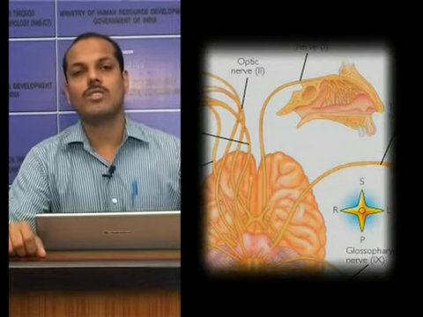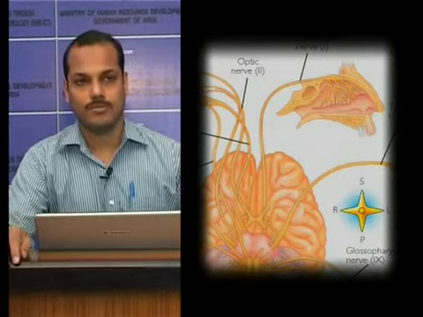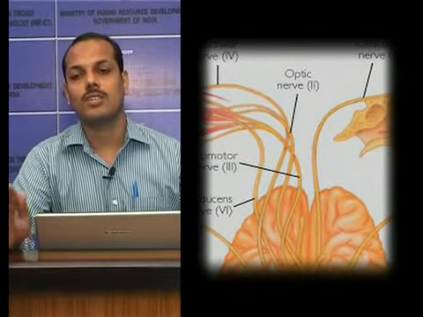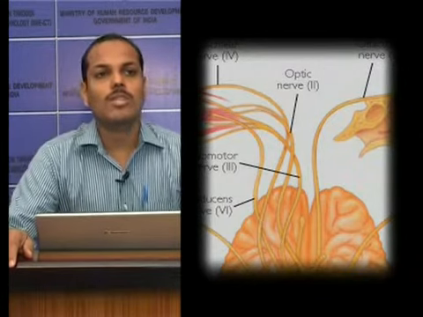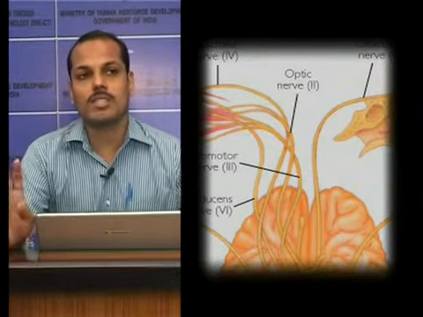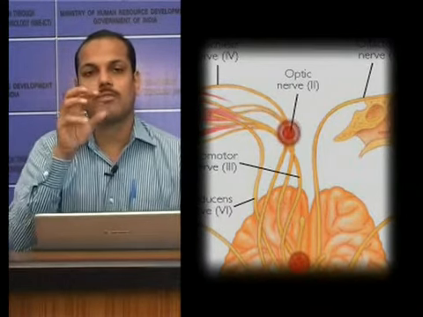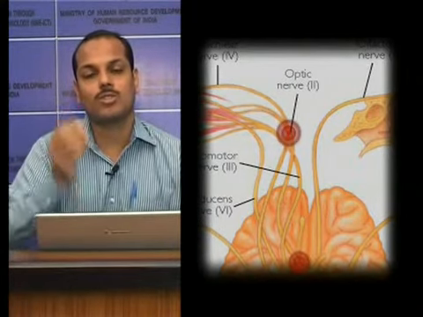Now, the second nerve is cranial nerve number 2, the optic nerve. From the name itself you can understand it is the nerve of vision. It contains special afferents for vision. It returns information from photoreceptors in the retina to the brain.